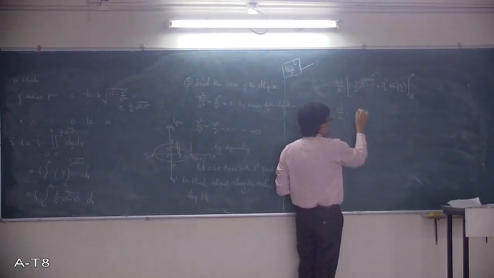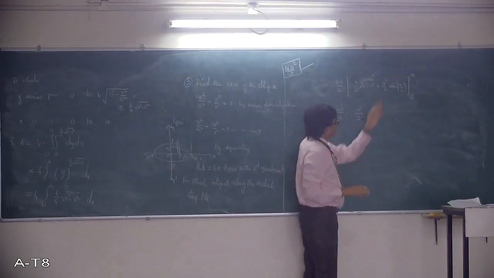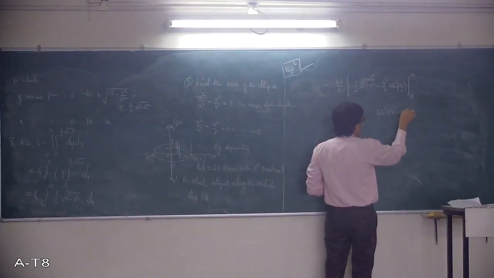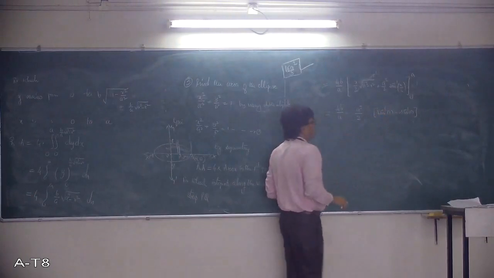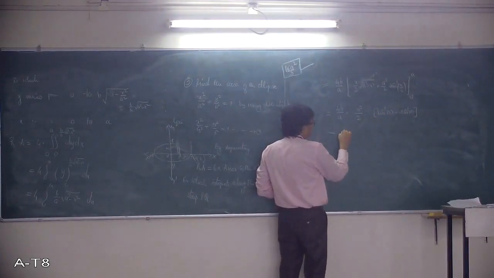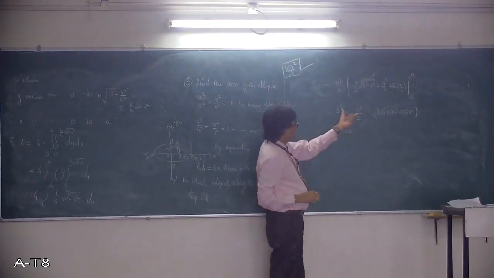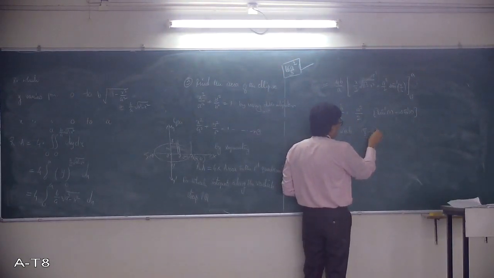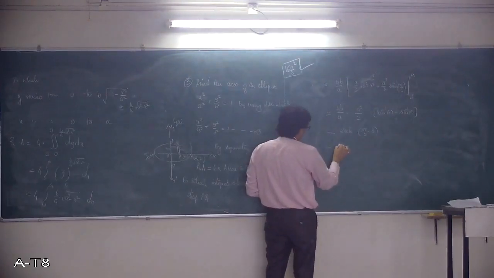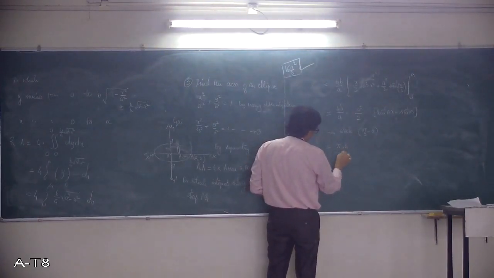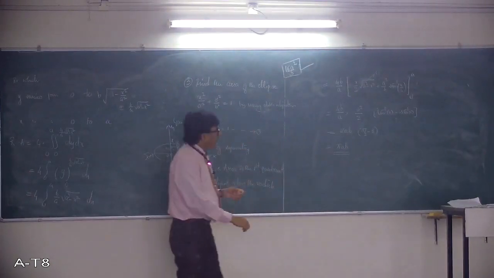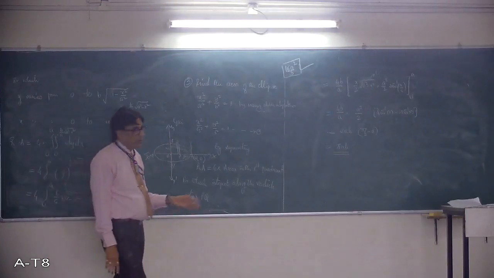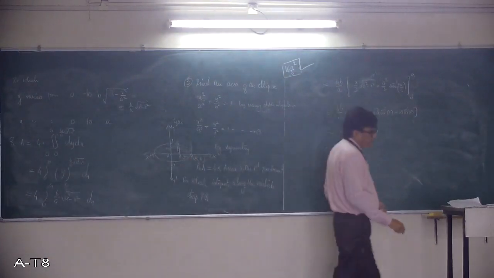And this constant a square by 2 stays as it is. Only the sine inverse you have to write: sine inverse of 1 minus sine inverse of 0. So the simplified answer is 2ab times, and here it comes as pi by 2 minus 0. So it comes as pi ab. And the area of the ellipse you have already studied, it comes in the form of pi ab only.